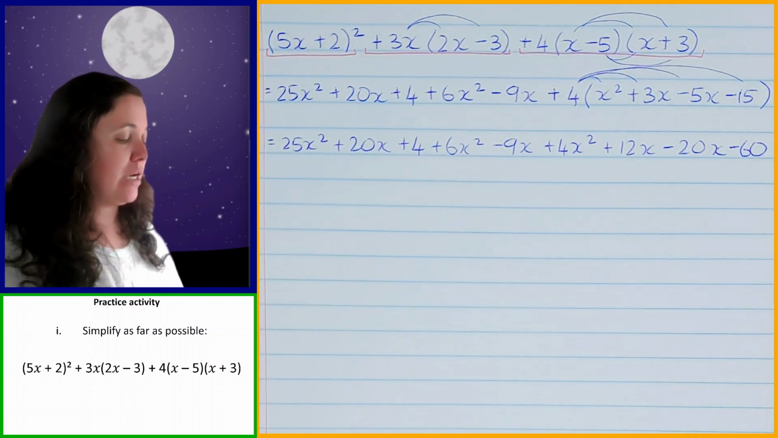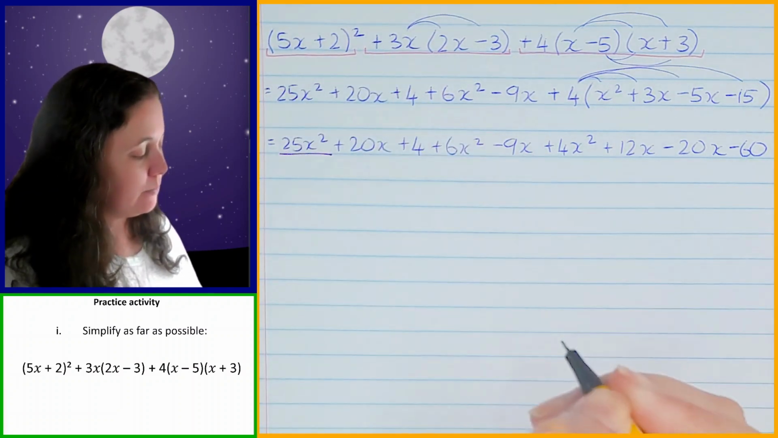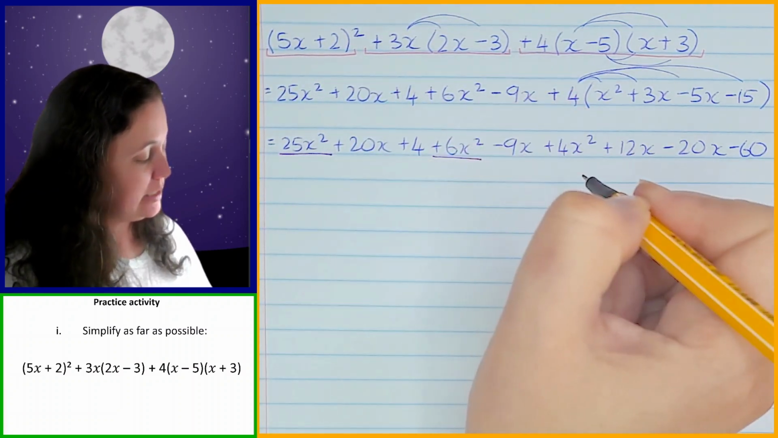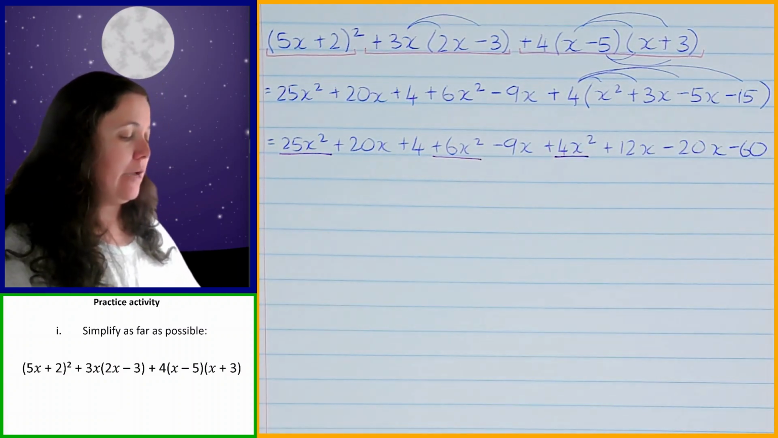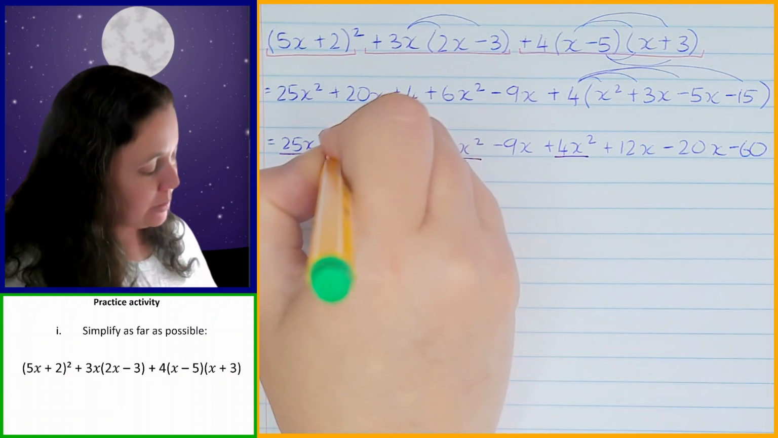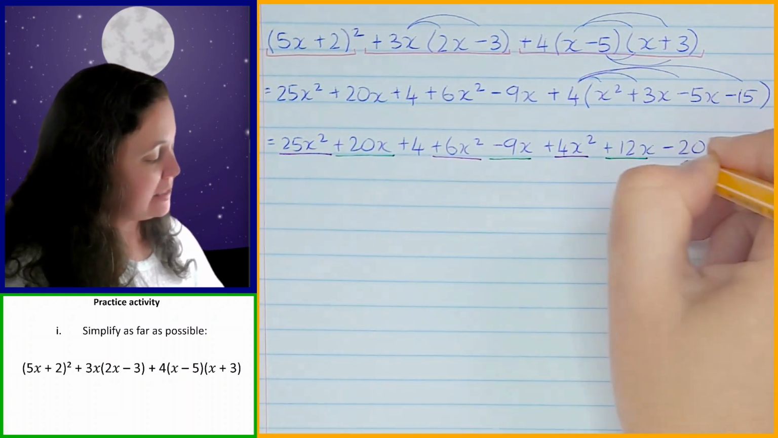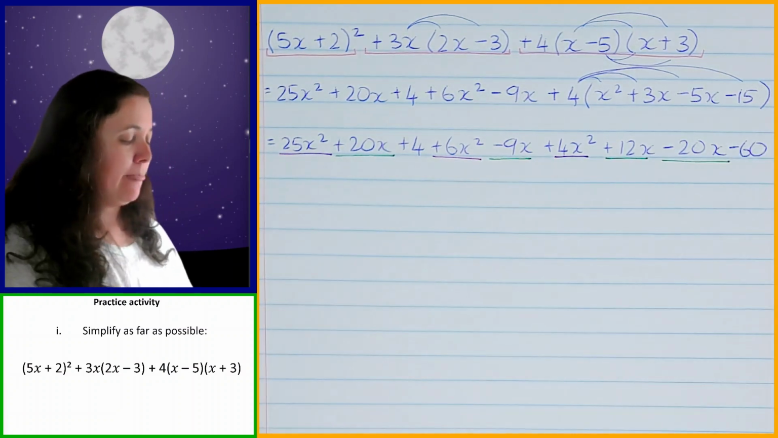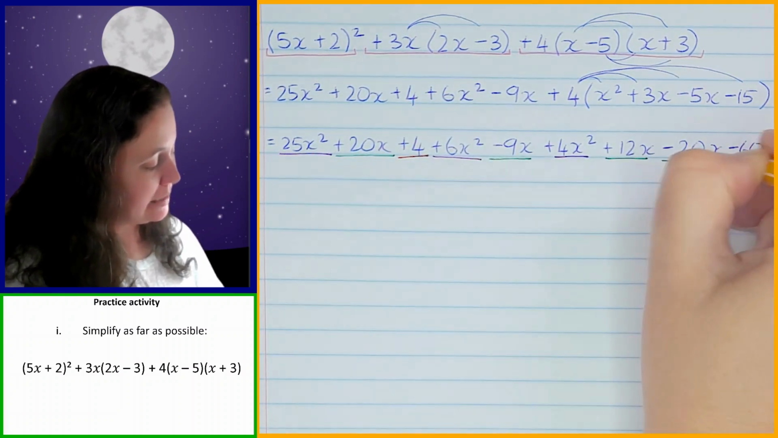Okay, now we're going to go and identify our like terms. So I've got 25x squared over here. Then I've got plus 6x squared and plus 4x squared. Then I've got my x's. I've got plus 20x minus 9x plus 12x and minus 20x. And then my constants are plus 4 and minus 60.